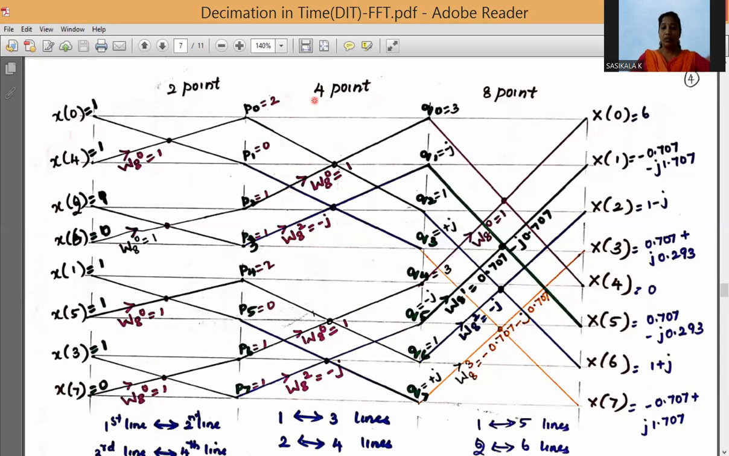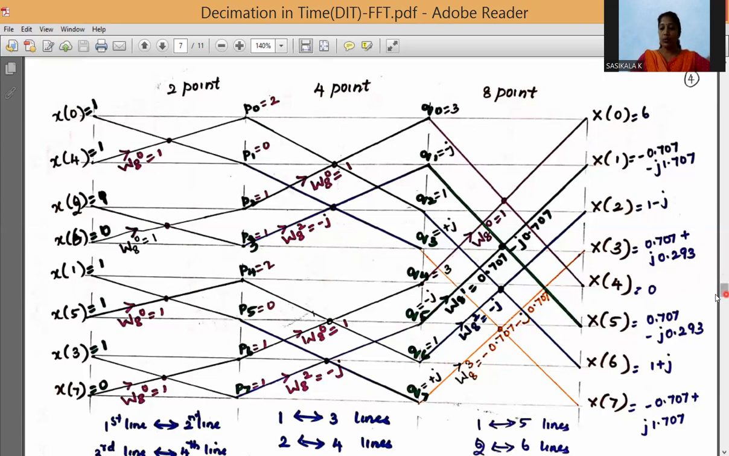Okay. So in the 4-point, I have considered only the 4 lines. For 2-point, I have considered two lines. Here the first 2 lines, second 2 lines, third 2 lines and fourth 2 lines. And in the 4-point, I have considered the first 4 lines and the second 4 lines. Whereas for 8-point, I have to consider all the 8 lines.